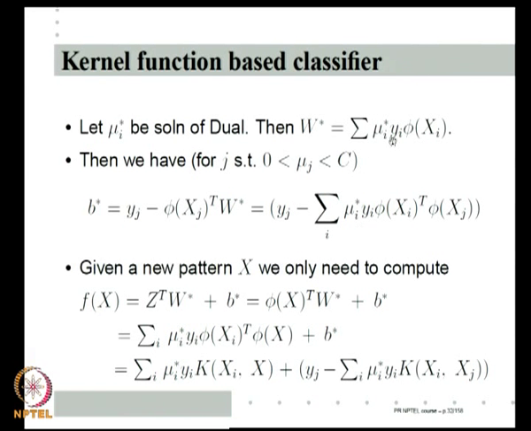So, if I solve the dual and store all my mu_i stars and the corresponding x_i's, then given any new pattern, I have to just calculate this to decide its classification. I calculate this and based on its sign, I will say class plus 1 or class minus 1, and to calculate this, I never need to calculate any phi(x)'s, right? Because we already agreed that k(x_i, x) is about as complicated as x_i transpose x, and more importantly, I never need to calculate phi(x_i) or phi(x) if you give me the kernel function.